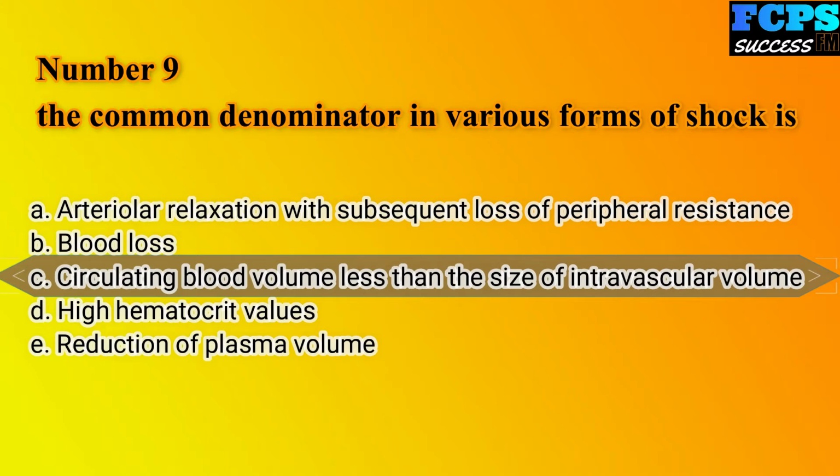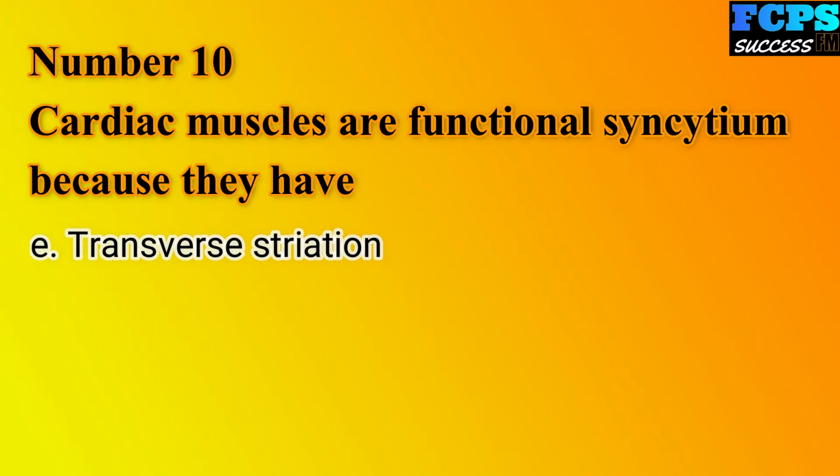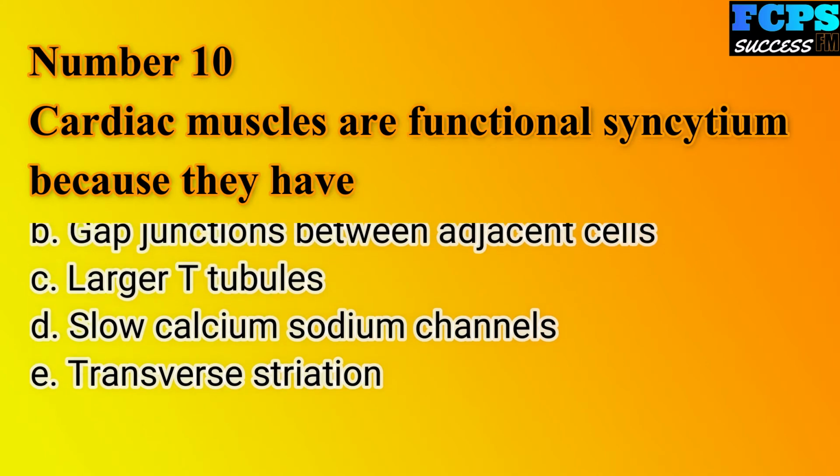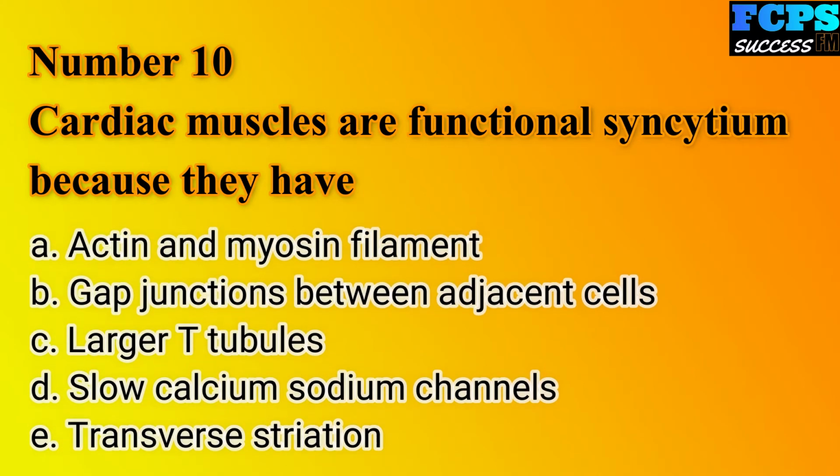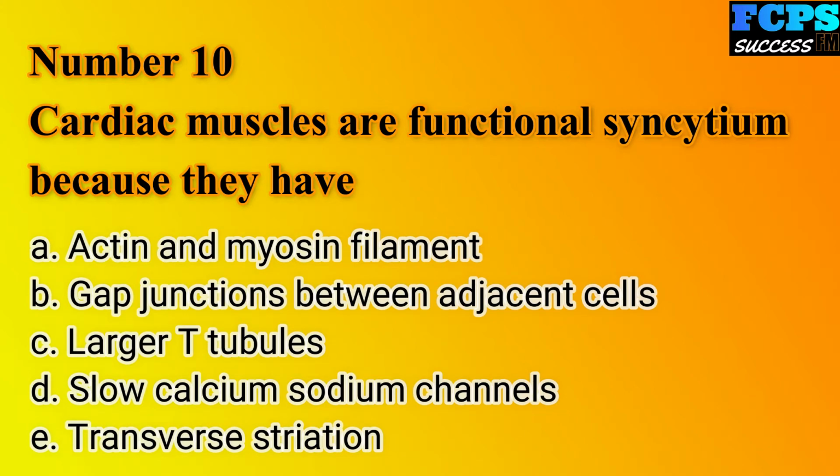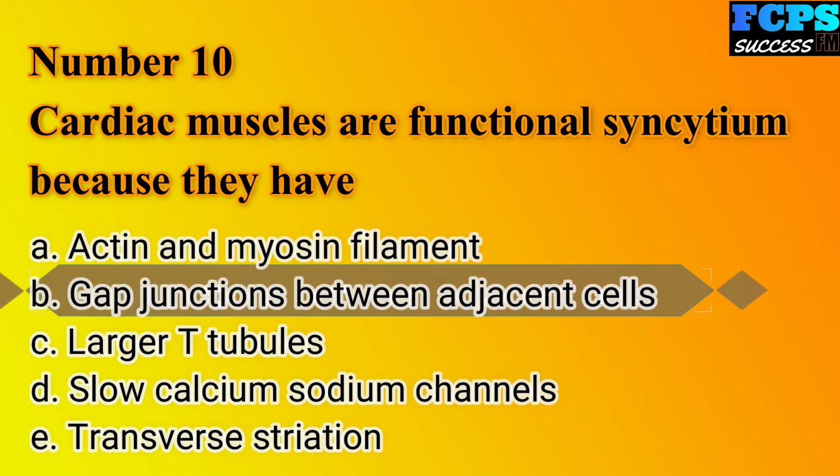Number 10. Cardiac muscles are functional syncytium because they have A. Actin and myosin filament, B. Gap junctions between adjacent cells, C. Larger T tubules, D. Slow calcium-sodium channels, E. Transverse striation. Correct is gap junctions between adjacent cells.